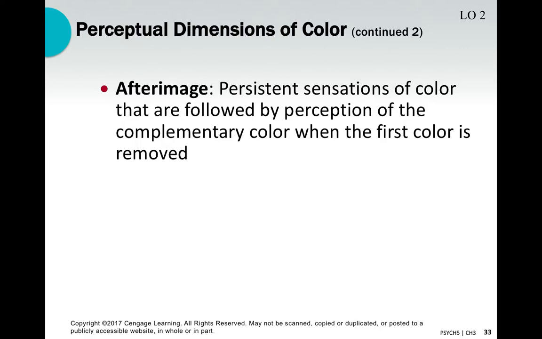figure 3.6. If you've ever looked at an object for a good amount of time, and then you take your eyes away, or maybe you close your eyes, you can still sort of see that object, that image. It's almost like it's momentarily burned into your eyes. This is known as an after image. It's a persistent sensation of color, followed by the perception of complementary colors after looking at an image for a while.